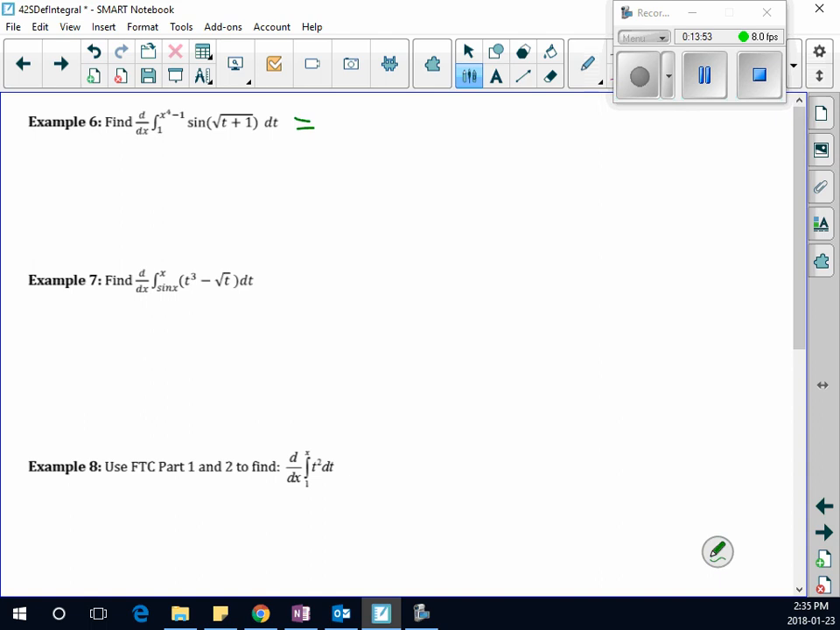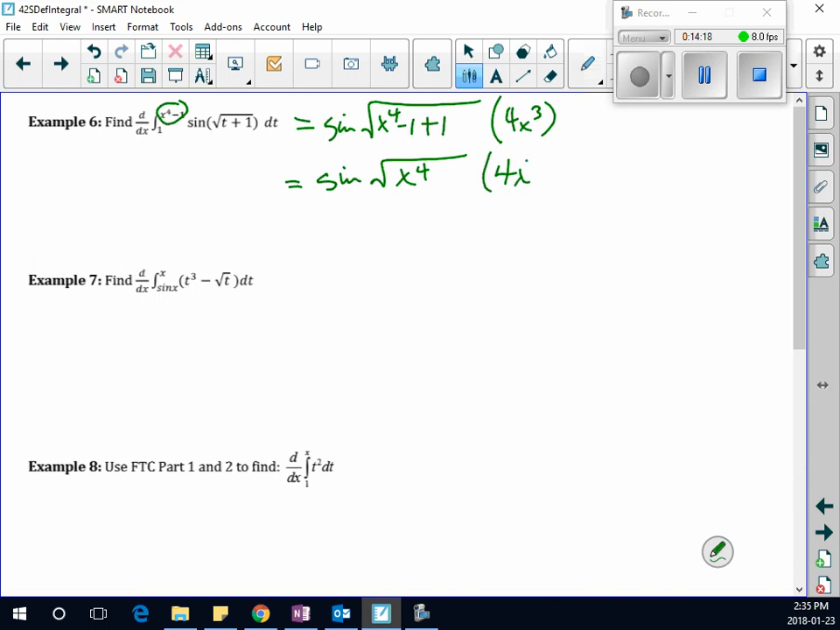So this would be sine of the square root of x to the power 4 minus 1 plus 1, times, we have to find the derivative of this, so that would be 4x cubed. So then this would be sine of the square root of x to the power 4, right? Times 4x cubed, and we can square root that, and we get, as a final answer, 4x cubed sine of x squared. Is that what you guys got? Okay.